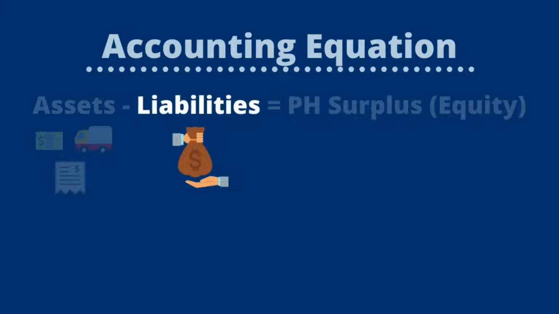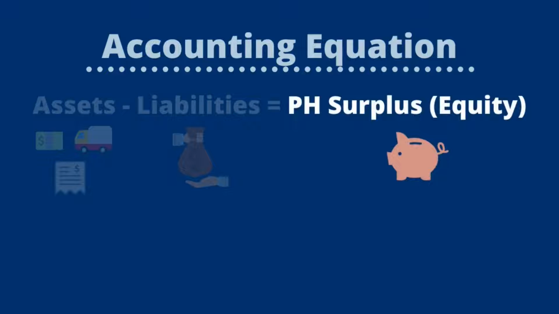Liabilities refers to any legally binding obligations that you have to repay money back to someone. It's easiest to think of liability as debts and promises to pay. Nearly any form of debt is considered a liability. The equity or PH surplus figure is simply the difference between your assets and your liabilities, and it reveals how much of your assets you own free and clear.